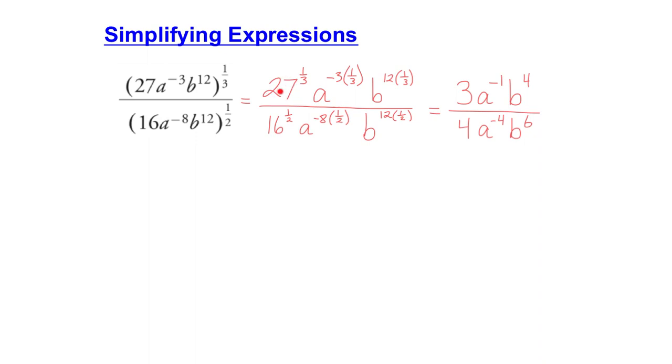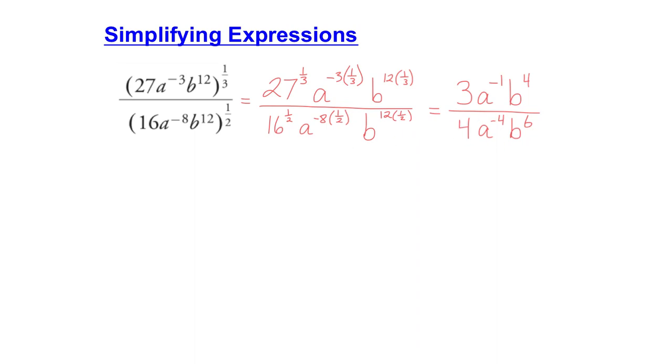Now, 27 to the exponent 1/3 is the cubed root of 27, which is 3. 16 to the exponent 1/2 is the square root of 16, which is 4. -3 times 1/3 is -1. 12 times 1/3 is 4. -8 times 1/2 is -4. And 12 times 1/2 is 6. So I simplify the numerator and I simplify the denominator.